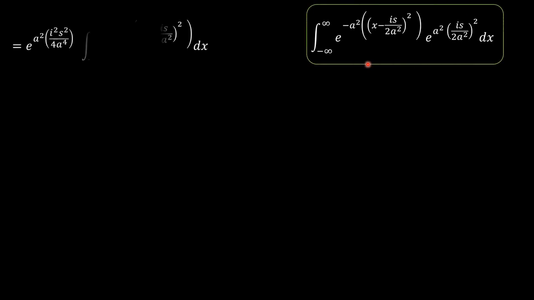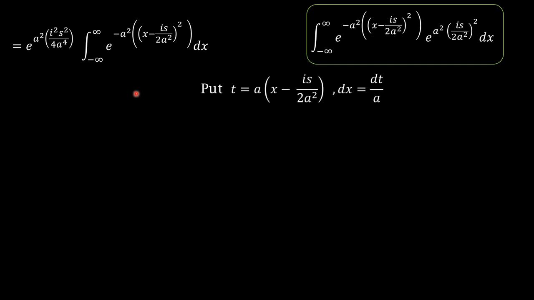Just observe the term over here, students. E to the power a square into (is by 2a square) whole square is independent of x. Okay, so I can take it outside the integral over here. So the equation is of the form e to the power a square i square s square divided by 4 a to the power 4, integration e to the power minus a square into (x minus is by 2a) square whole square, where the limits of x are varying from minus infinity to infinity.